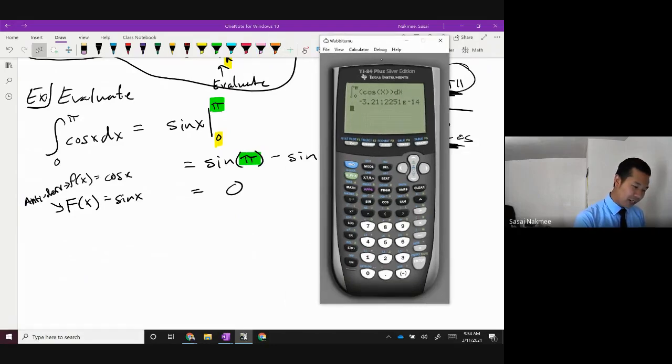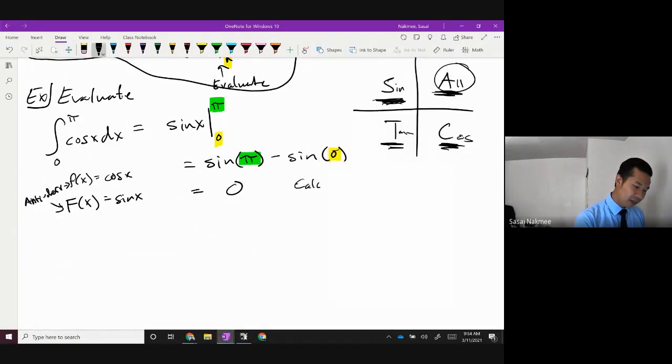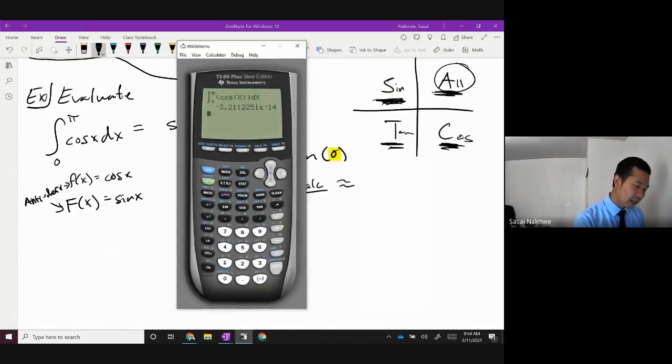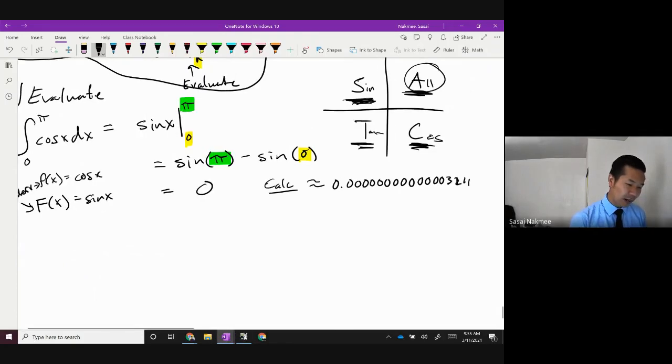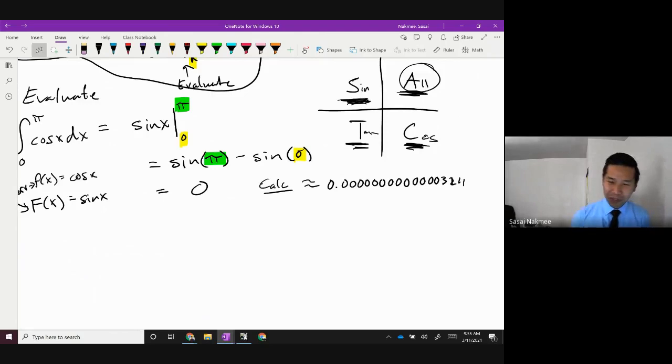It's saying that on the calculator, right? On the calculator, we got that this is approximately equal to, and this is what it would look like, 3.211 with 14 places, so it should be 13 zeros there. So 0.0000000000003211 is what the calculator is telling me. It's a very, very small number, right? But we know that the actual value is supposed to be 0 if we just know our trig values.